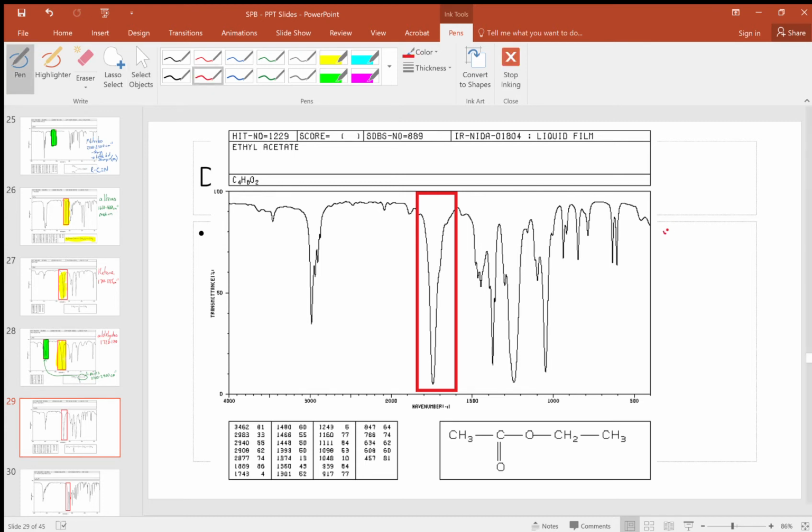Here we have an example of an ester. Ester is slightly higher, about 1730 to 1750.